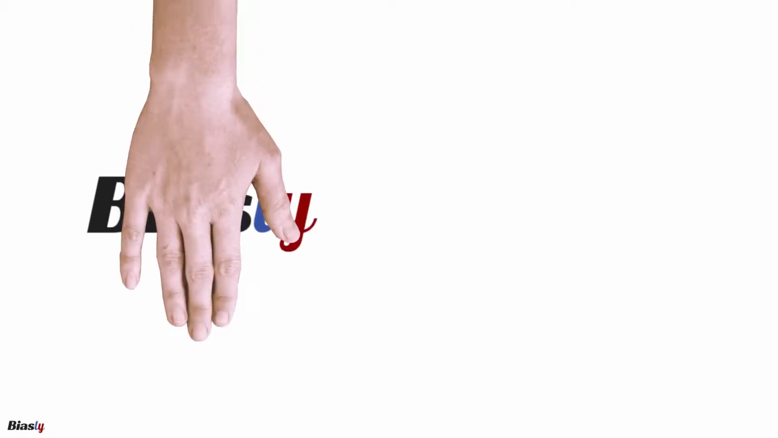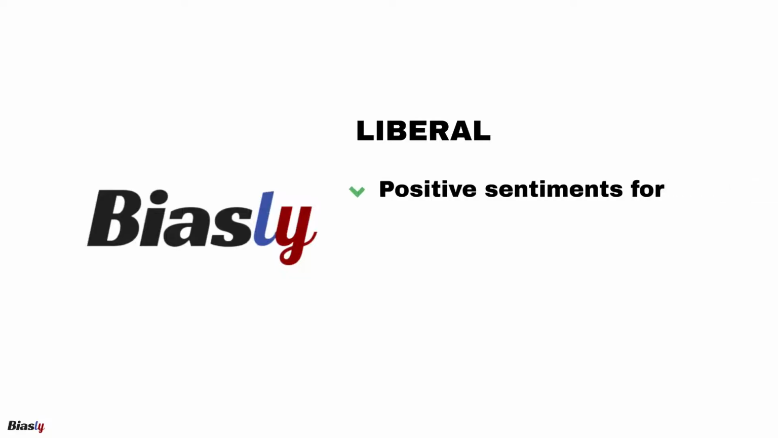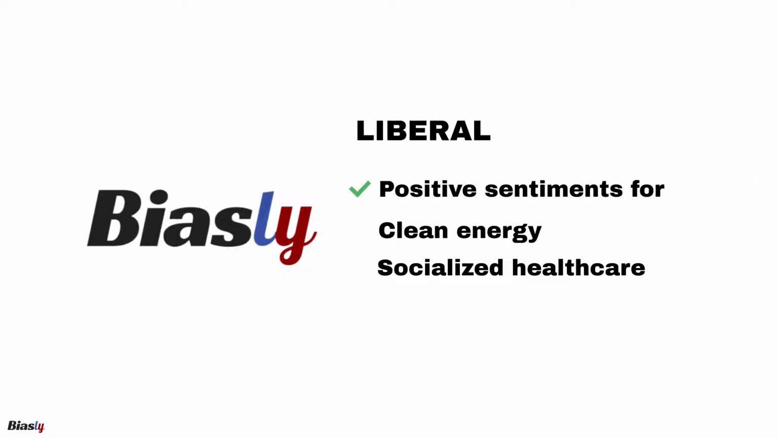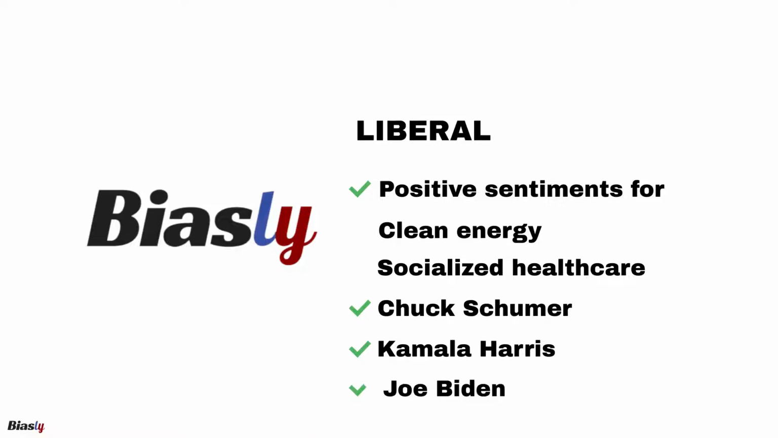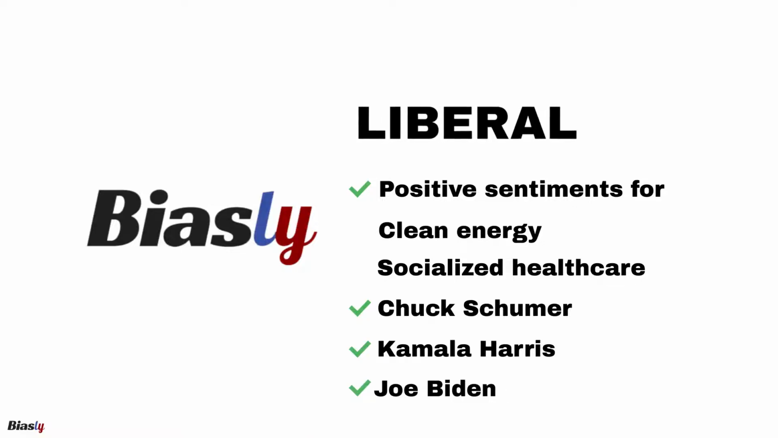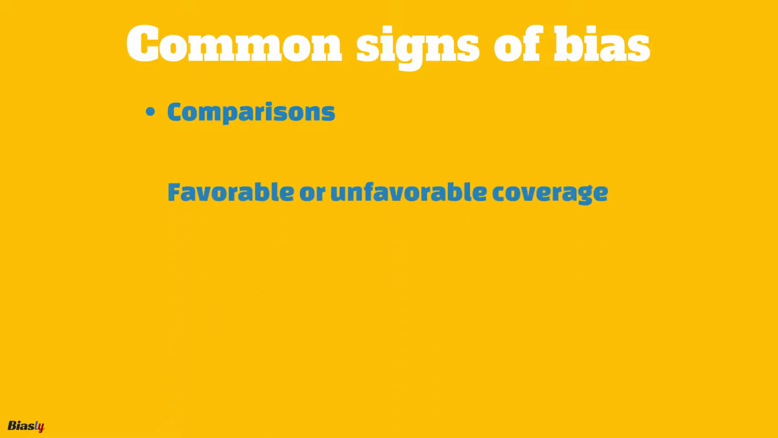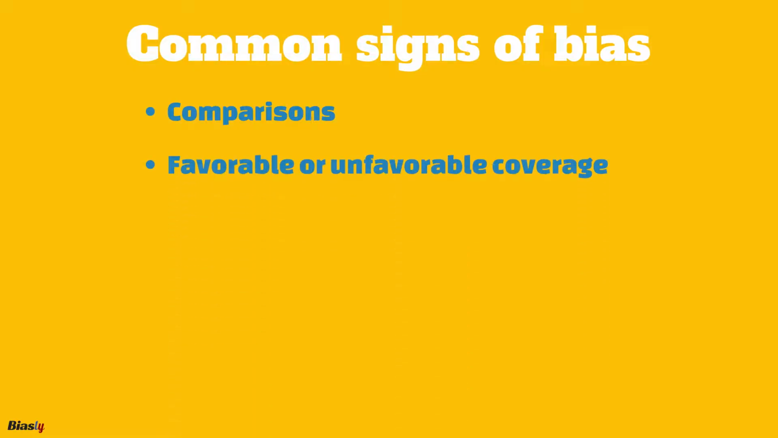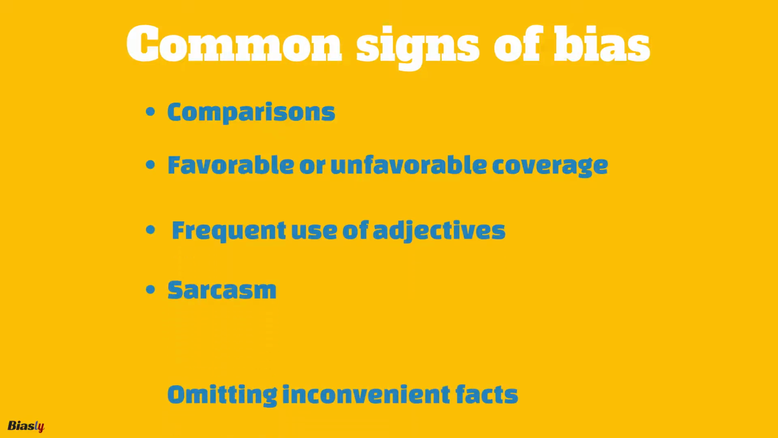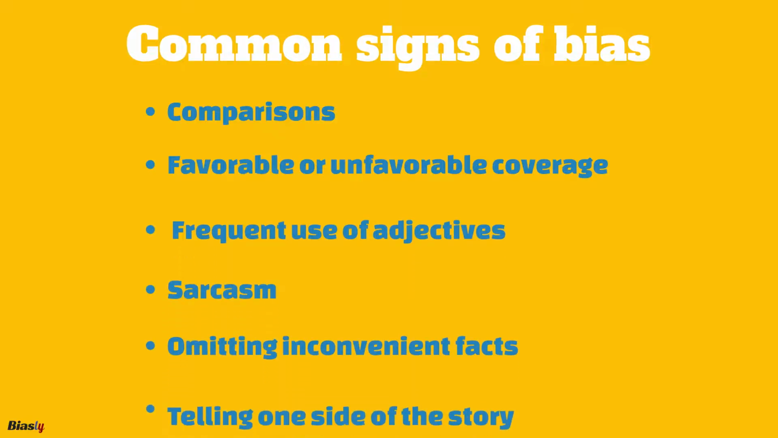According to the Biasly analysis, this piece reports as very liberal due to positive sentiments for clean energy and socialized healthcare. Chuck Schumer, Kamala Harris, and Joe Biden are also reported on in a very positive light. So let's go over some things to watch out for. Common signs of bias can often be seen in comparisons between politicians or political parties, favorable or unfavorable coverage on one side of the aisle and emphasized statements, frequent use of adjectives, sarcasm, omitting inconvenient facts, and telling one side of the story through generalizations.